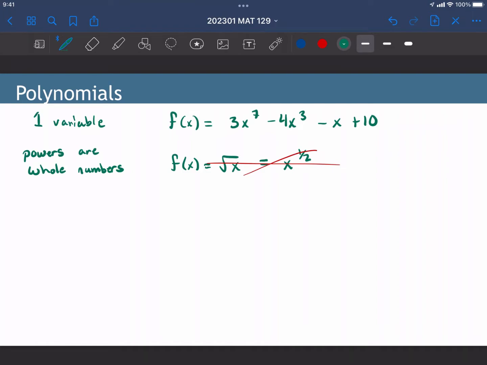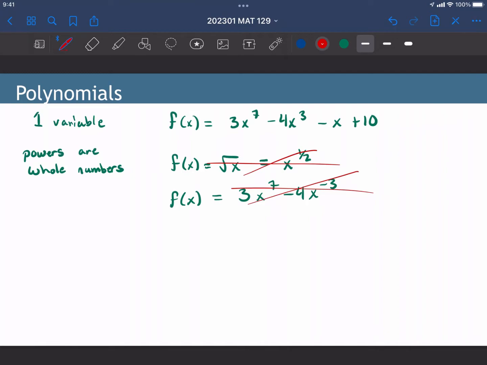And just like I was mentioning, right? If I had something like 3x to the 7th minus 4x to the negative 3rd. Nope. Because you can't have a negative 3rd power. You can't have a negative power in a polynomial. Alright? So that's another characteristic of a polynomial.